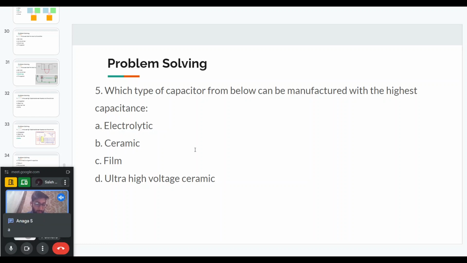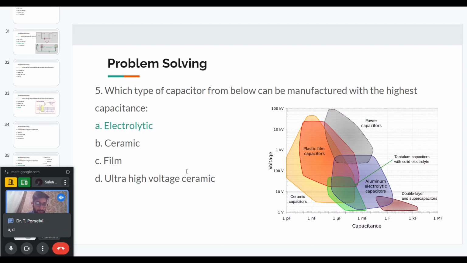So this we saw when we introduced the capacitors. So yes, out of these four, if we talk about the highest one, then that will be the aluminum electrolytic capacitors, or the electrolytic capacitors in general. So they can have the highest capacitance out of these four.